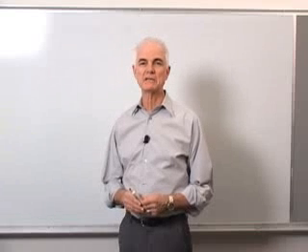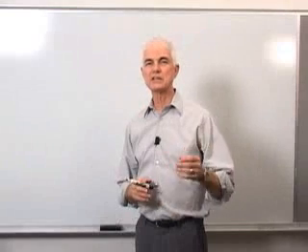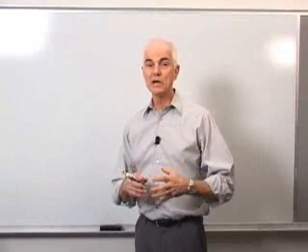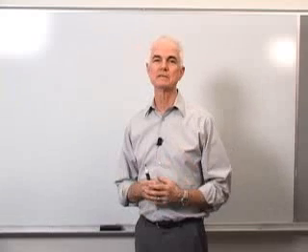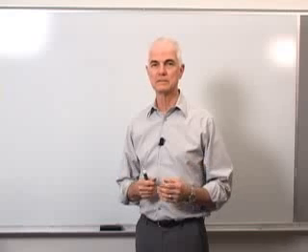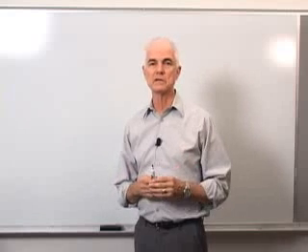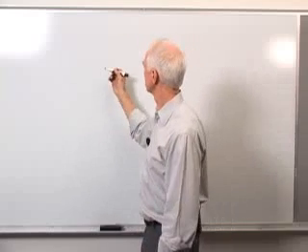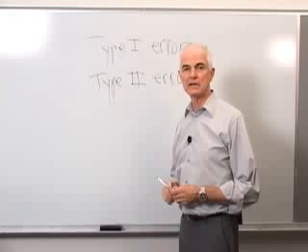Today we're going to learn about type 1 errors and we're going to learn about type 2 errors. In statistical hypothesis testing, once we make a decision, we've either made a correct decision or we've made an error. In statistical hypothesis testing, there are two kinds of errors. There is the type 1 error and the type 2 error. Let's talk about the type 1 error first, what it is, and how it can be committed.